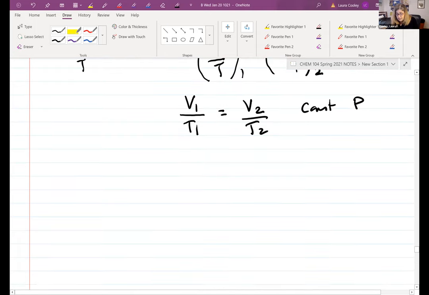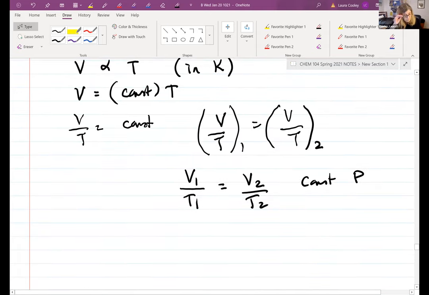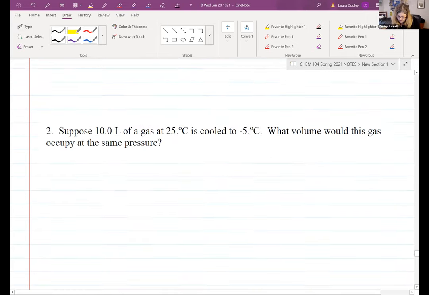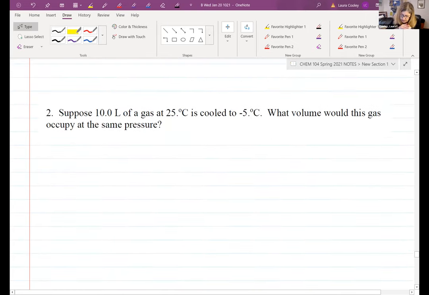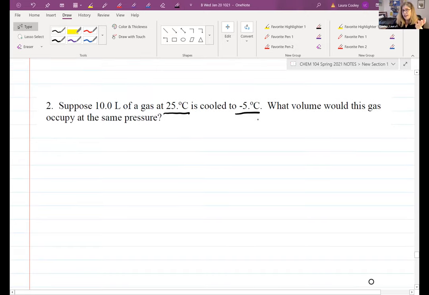And just to show you an example of that, we have activity one, number two. So here it is. Suppose you have 10 liters of a gas at 25 degrees C and it's cooled. So this is T1, this is T2, but it's in the wrong unit. What volume would this gas occupy at the same pressure? First of all, we'd have to change these numbers to Kelvin.